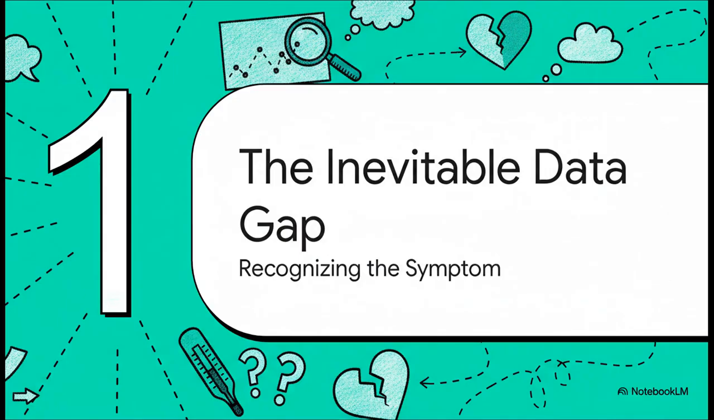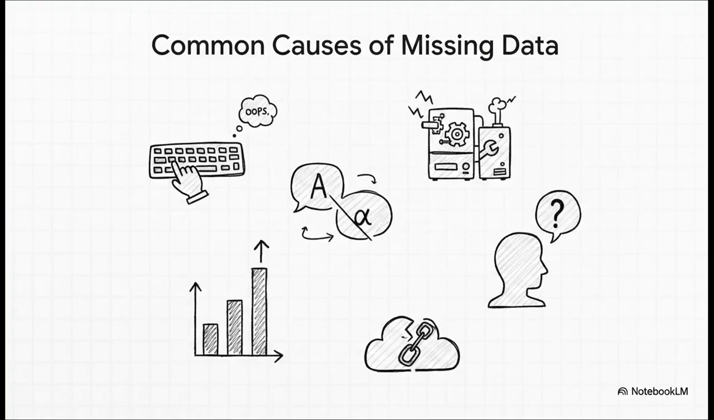All right, so let's try to reframe how we think about this. Instead of seeing missing data as some kind of failure or a bug in the system, let's think of it as a symptom, a really common symptom that you're going to see in pretty much every data set. And our job? It's not to just ignore it, it's to understand it, just like we would any other clinical sign.